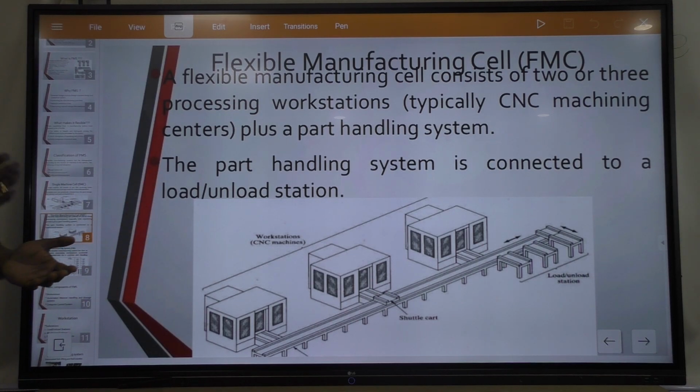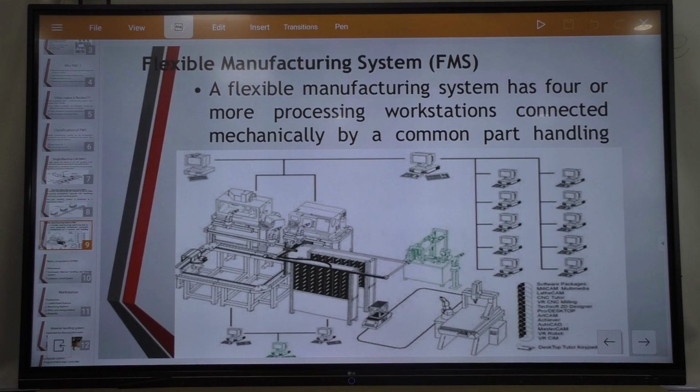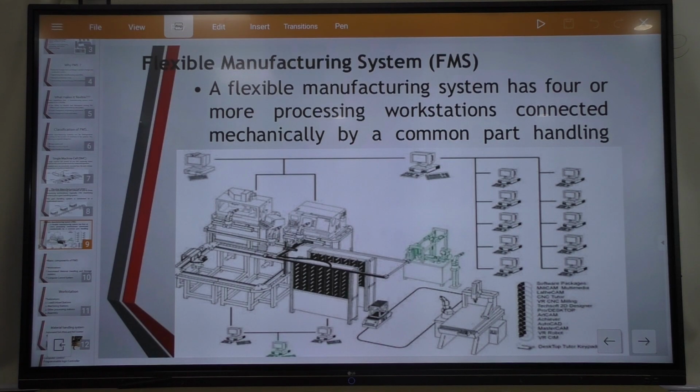You don't have to go individually to the machines directly, you can send it by the help of this flexible manufacturing cell. Now the last one is the flexible manufacturing system. Now this is very important. Suppose a flexible manufacturing system has 4 or more processing workstations connected mechanically by a common part handling.